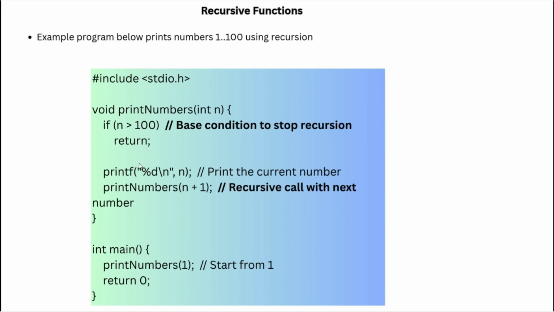So first 1 will be printed and it will call with 2, like this, until n is greater than 100, and then it will stop the recursive call. So like this we can use recursive calls to do a repetitive task.